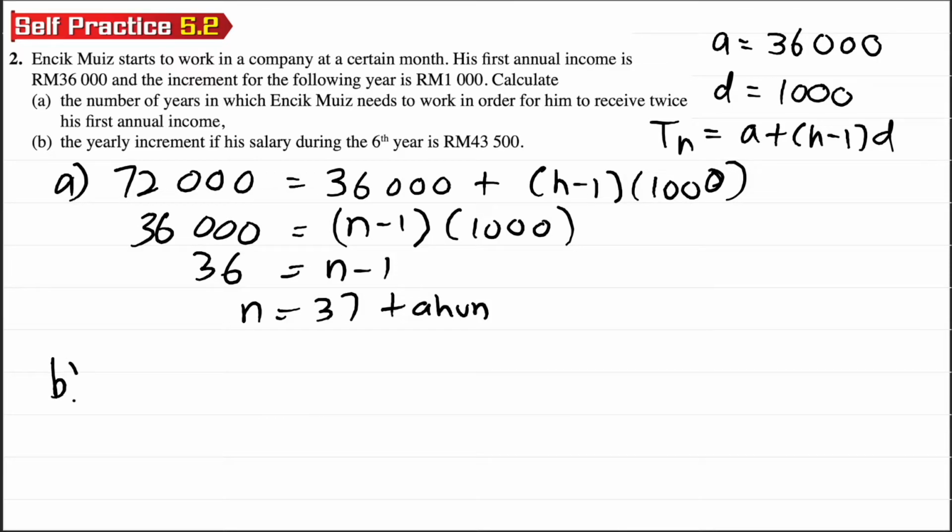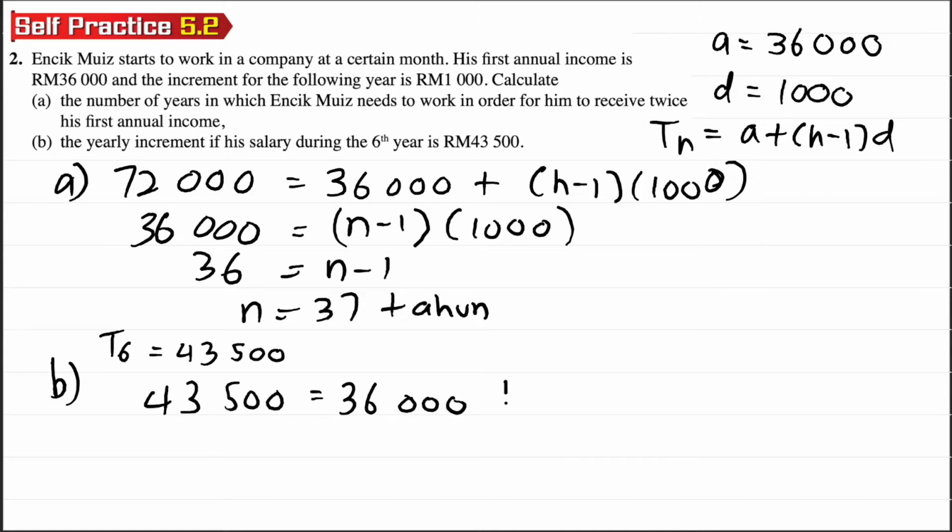Okay. Now, soalan kedua. Find the yearly increment if his salary during the 6th year is 43,500. So, dia dah bagi T6. Dia adalah 43,500. So, masuk je lah. 43,500 sama juga dengan 36,000 tambah 6 lah. Sebab dia punya T6. So, 6 tolak 1 D lah kat sini.